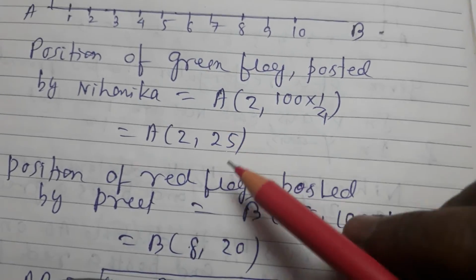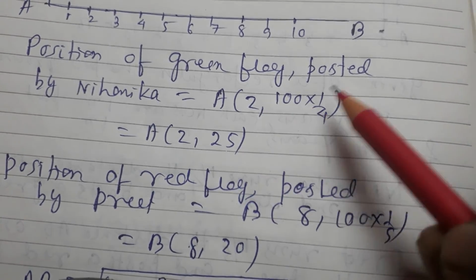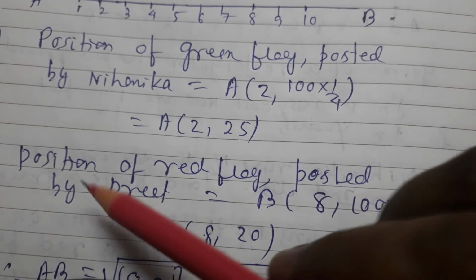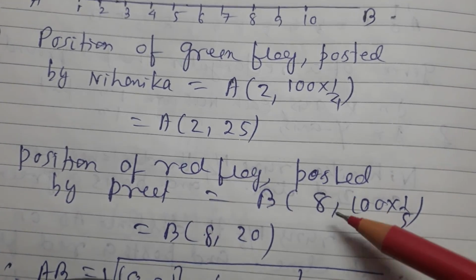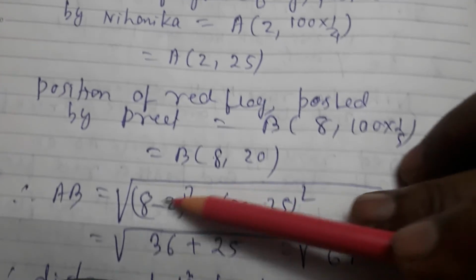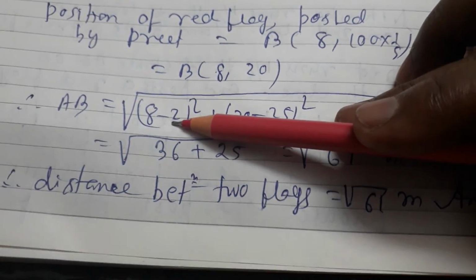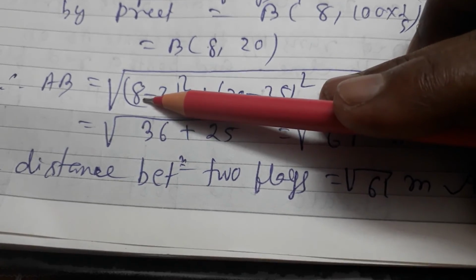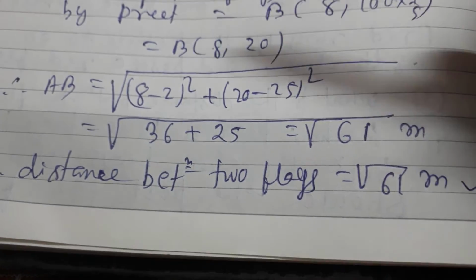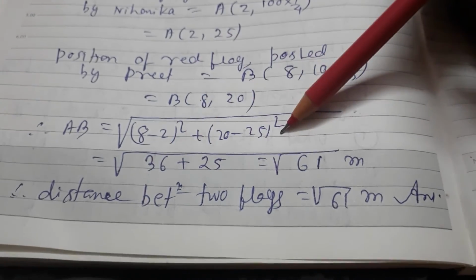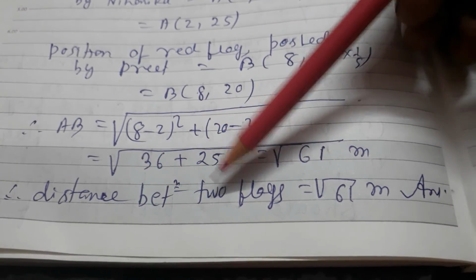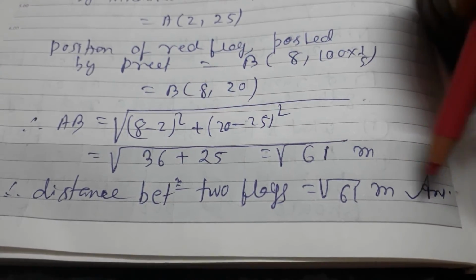Now A equal to 2 comma 25, because 2, and 100 into 1 by 4, and the position of the red flag posted by Preet is B, 8 comma 100 into 1 by 5, that is 8 comma 20. So AB is the distance. Same distance formula, x2 minus x1 whole square plus y2 minus y1 whole square. This is x2, this is x1, this is y2, this is y1. I have put the values and get the answer, root 61 meter. So the distance between the two flags is root 61 meter.